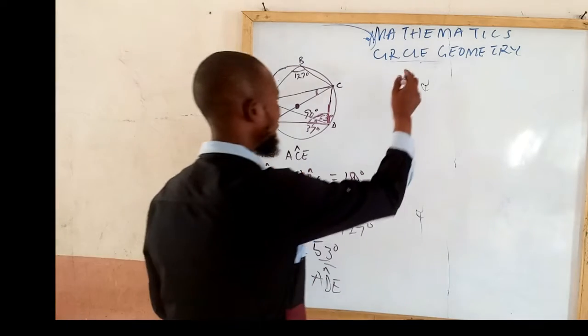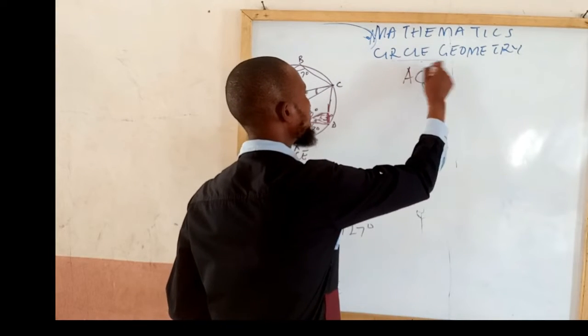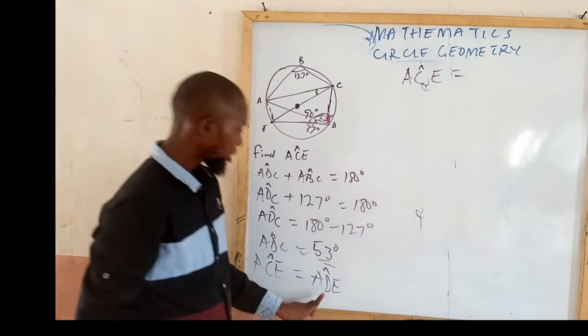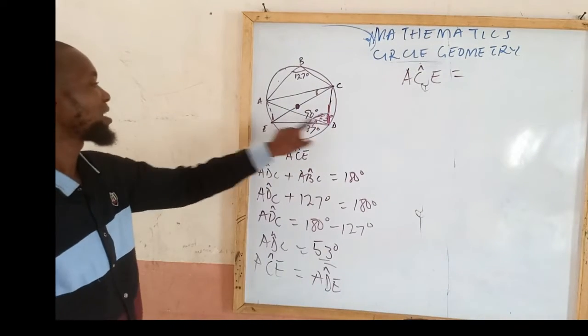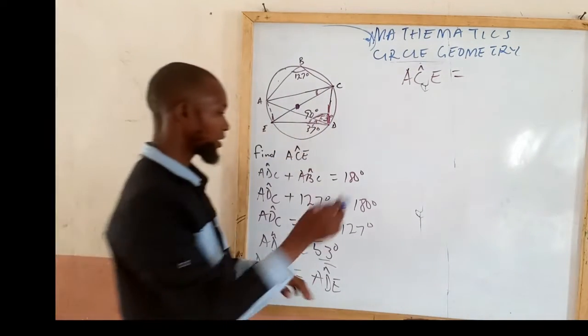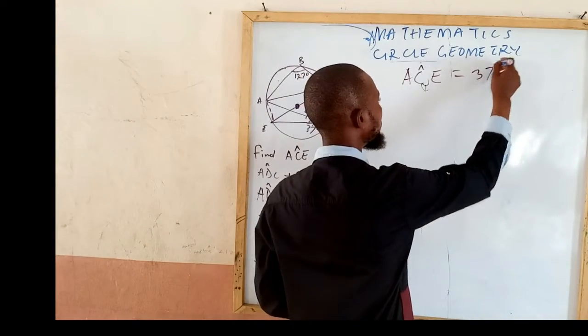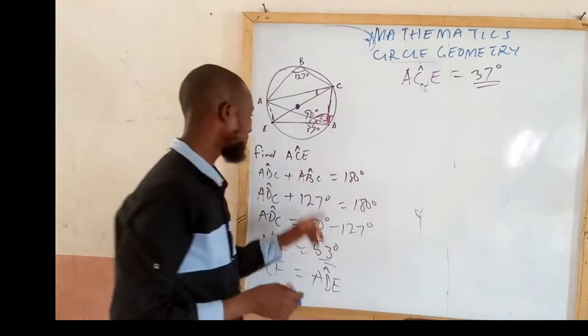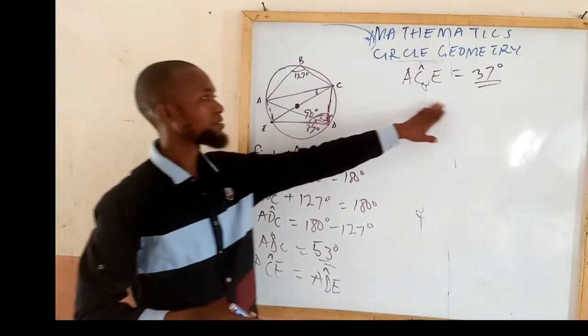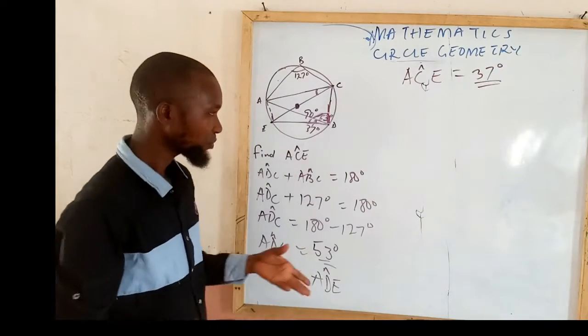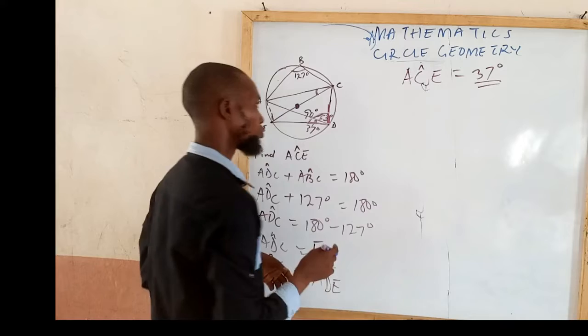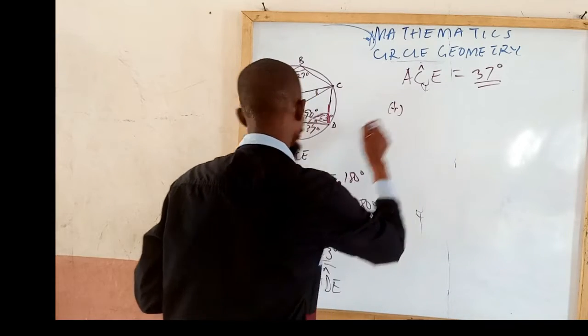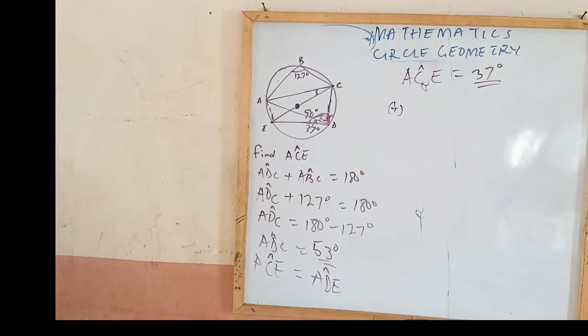So we can now progress by saying that angle ACE is equal to, now what is the value of ADE? You can see ADE on the board there is 37 degrees. Is equal to 37 degrees. So we choose what we are asked to find. The angle ACE has the value of what? 37 degrees. So that's our third question. So we move over now to the next question, which is number 4.